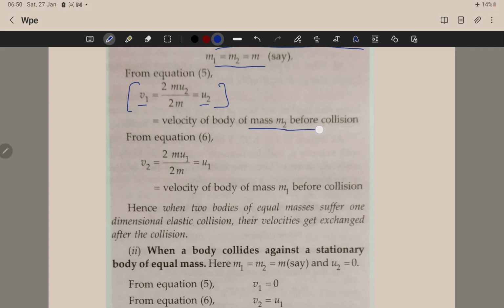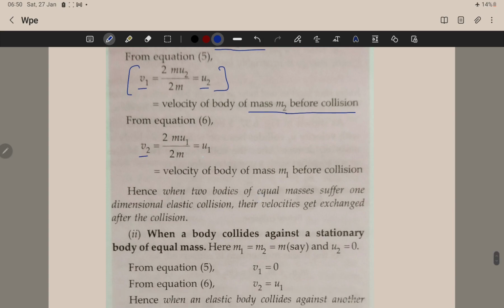That is the velocity of mass m2 before collision. Now if you find the velocity v2, v2 becomes u1. So they interchange their velocities. Initially one has velocity u1, the other has u2. After collision, they interchange their velocity: one gets velocity u2 and the other gets velocity u1. So that is the case when masses are equal, m1 = m2 = m. They just interchange their velocity.